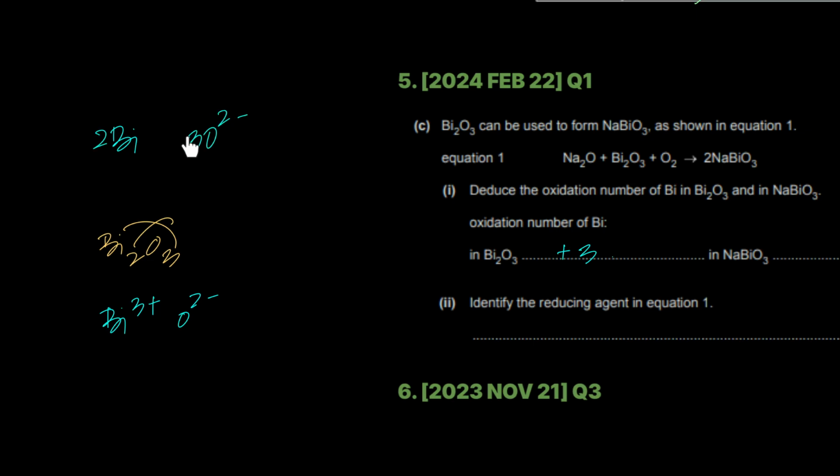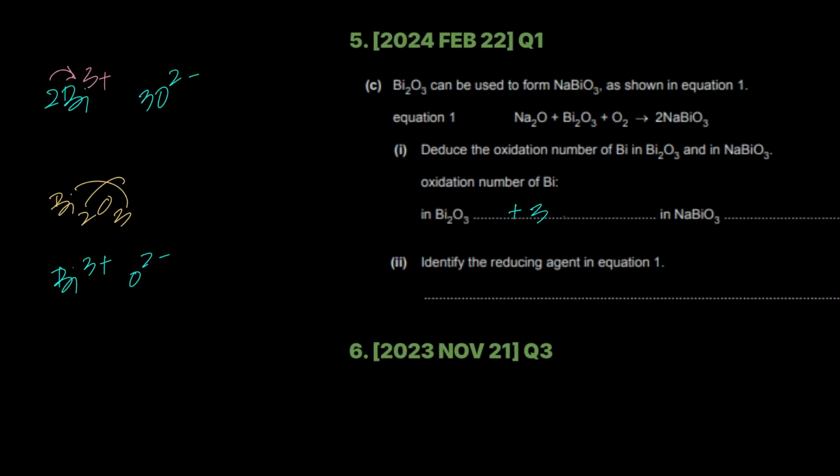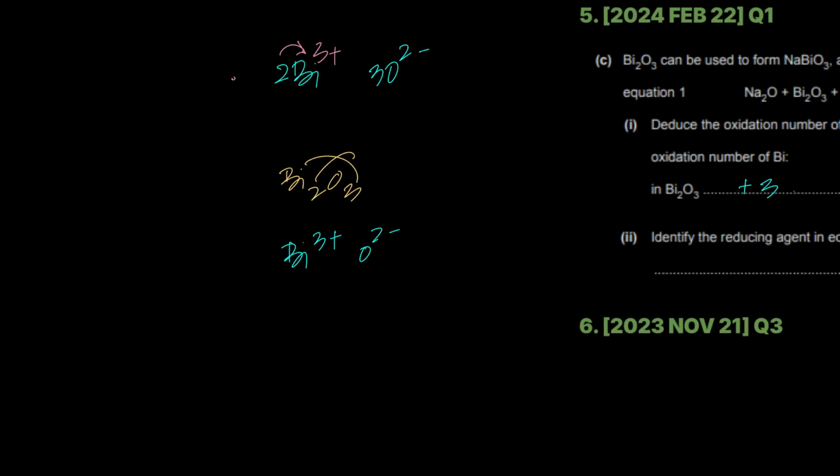Now 3 O2 minus ions is 6 minus, and this should be 6 plus. What should I write here to make it 6 plus? 3 plus, because 3 times 2 is 6. So multiple ways. And the third way is, there are so many ways to do it. If your conceptual clarity is there, there are so many ways to do it.